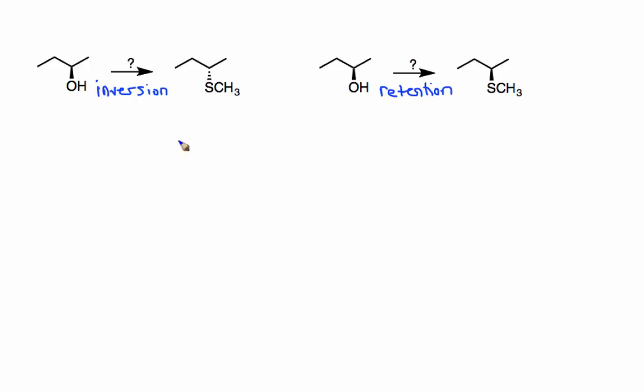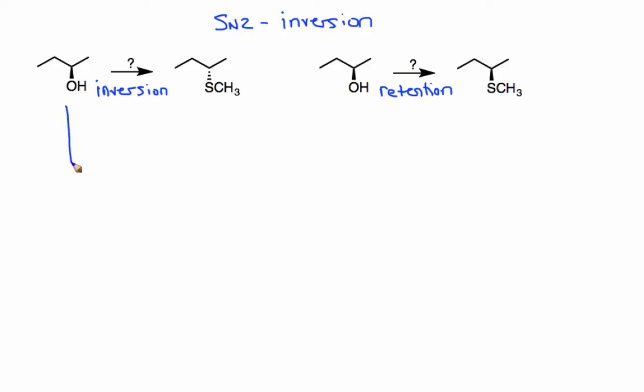As we work through this problem, keep in mind what we know about SN2 reactions. SN2 reactions go with inversion. So you might just want to think about doing an SN2 on this alcohol with SCH3-, but that's not going to work because remember, OH is a very poor leaving group. So we need to turn this into a good leaving group first.